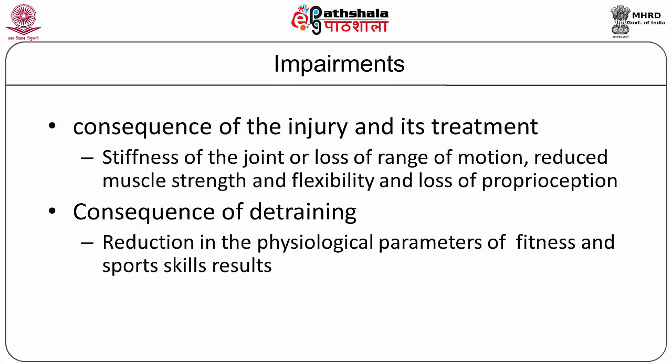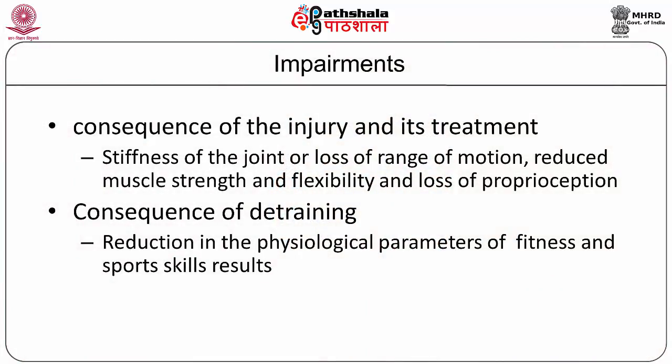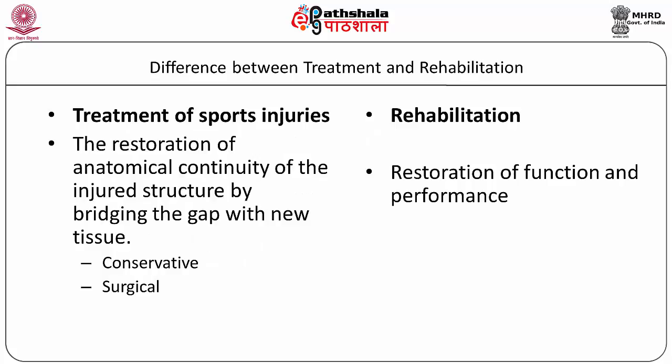The impairments after injury are the consequence of the injury and its treatment, as well as the consequences of detraining. The stiffness of a joint or loss of range of motion, reduced muscle strength, and loss of proprioception are the direct consequences of the injury, whereas the reduction in the physiological parameters of fitness and sports skill is the result of detraining. The difference between treatment and rehabilitation is their objective.